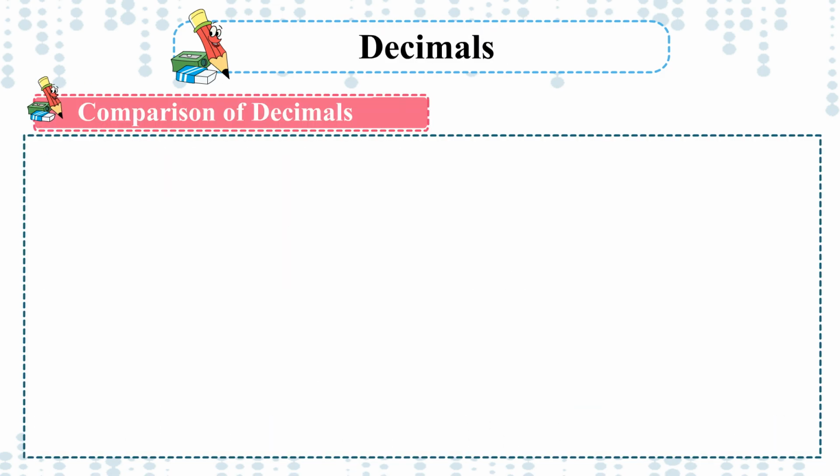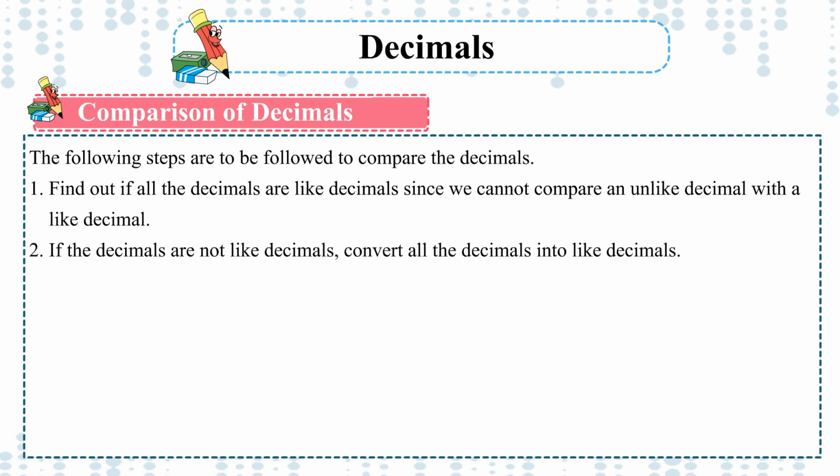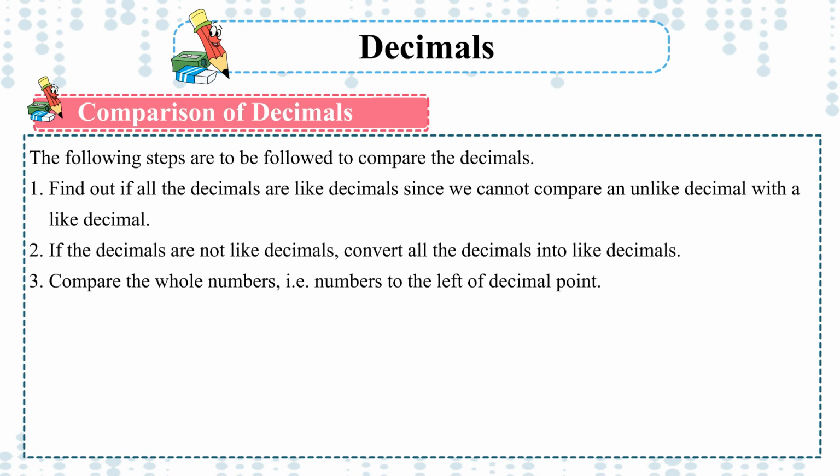Comparison of decimals. The following steps are to be followed to compare decimals. 1. Find out if all the decimals are like decimals, since we cannot compare an unlike decimal with a like decimal. 2. If the decimals are not like decimals, convert all the decimals into like decimals. 3. Compare the whole numbers, that is, numbers to the left of the decimal point. 4. The decimal number with the greater whole number is greater.